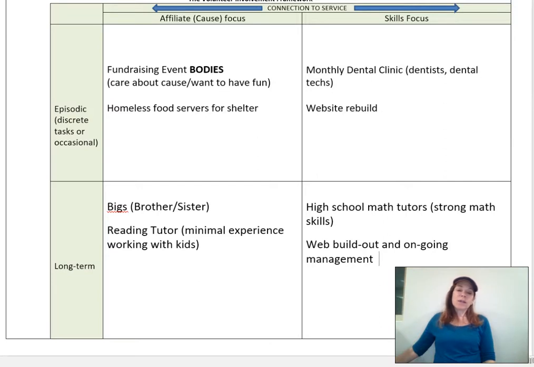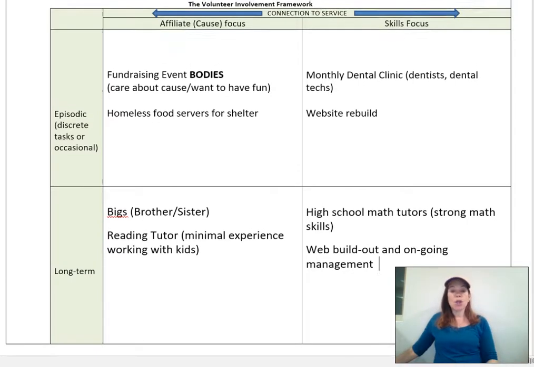Down here, what you've got is you want somebody to not only build out your website, but you want them to go on and be your web manager. It's the same set of skills maybe, but it's a long-term task, so you put it down here. All right, so when you get done doing your job descriptions, come in, figure out where these people go, and know why.